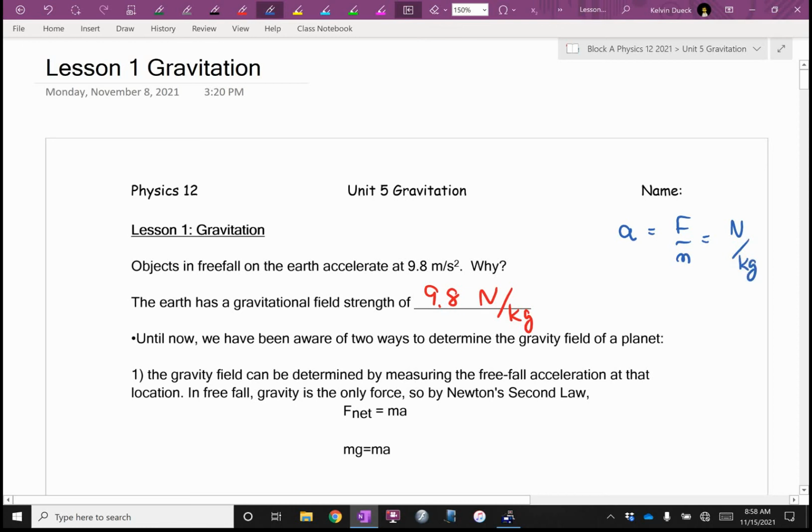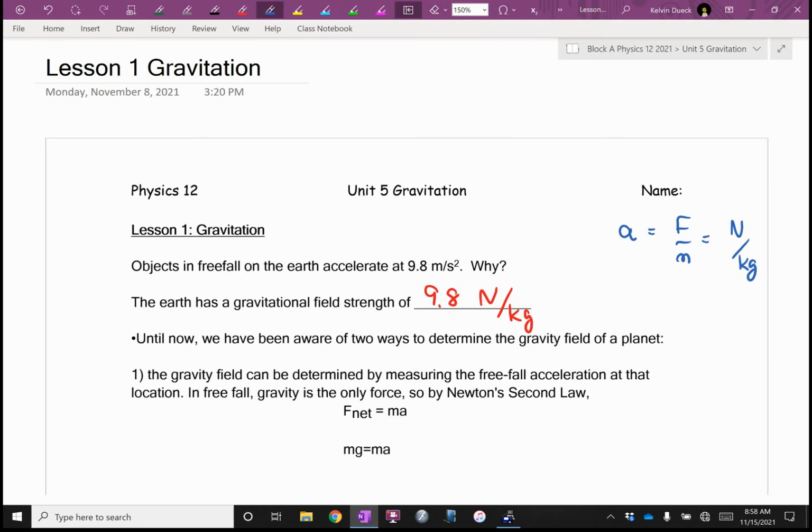We've typically talked about acceleration as meters per second squared, which it is. But when you're talking about it in terms of forces, it's a newton per kilogram. The reason things accelerate at 9.8 meters per second squared is because the Earth pulls on them with 9.8 newtons of force for every kilogram. So that is an acceleration, which is why they'll accelerate at 9.8. And whether you call it meters per second squared or newtons per kilogram, it's the gravitational field strength of the Earth.